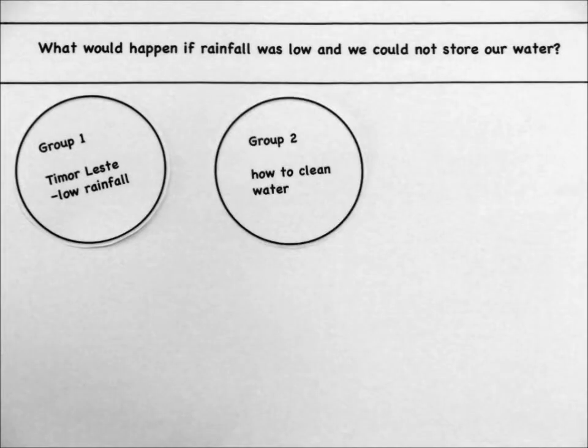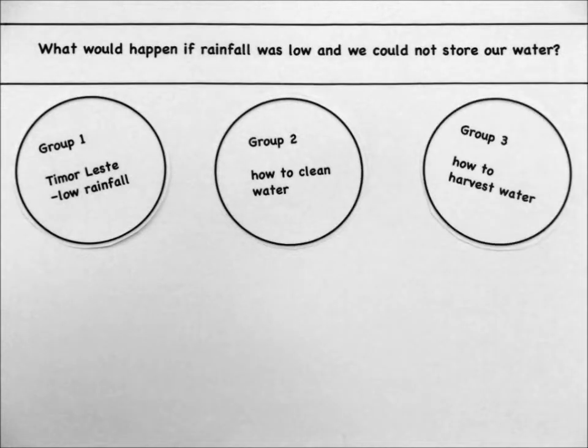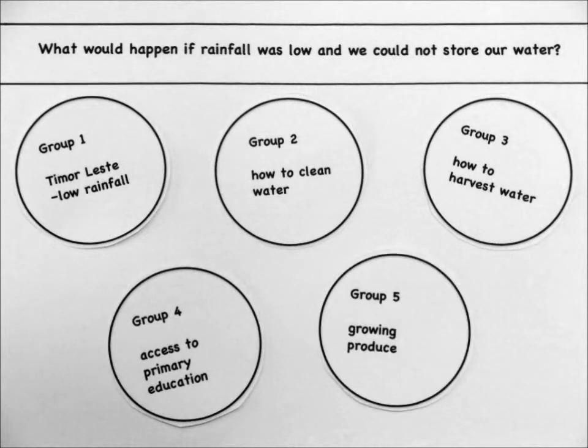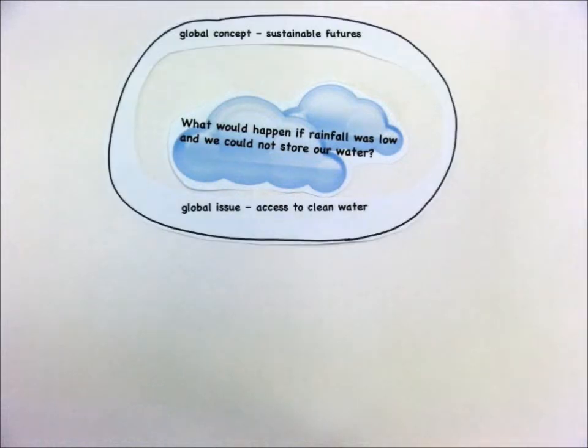The second group investigated different ways to clean water. Group 3 researched different ways to harvest water and locate water. Group 4 looked at why some children go to school whilst others have insufficient money for school books or pencils. And the last group explored what happens to communities who grow their own food when there is a shortage of water.